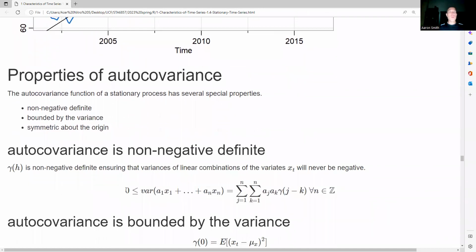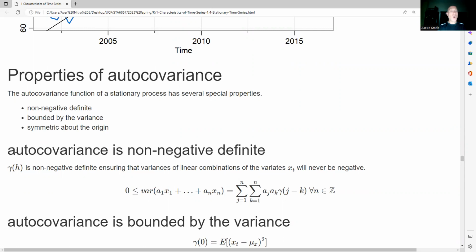All right, so some properties of autocovariance. The autocovariance function of a stationary process has several special properties. One, it's non-negative definite. It's bounded by the variance. So its absolute value is less than or equal to the variance at all times. And we have symmetry about the origin. So if I do a negative shift for covariance, I get the same as if I do a positive shift.